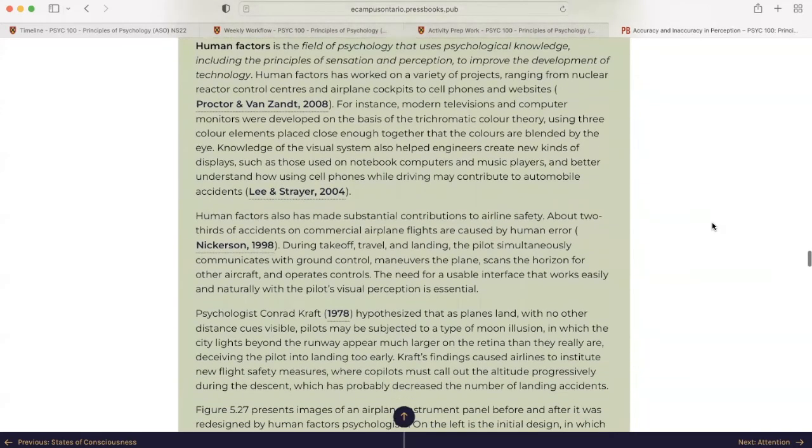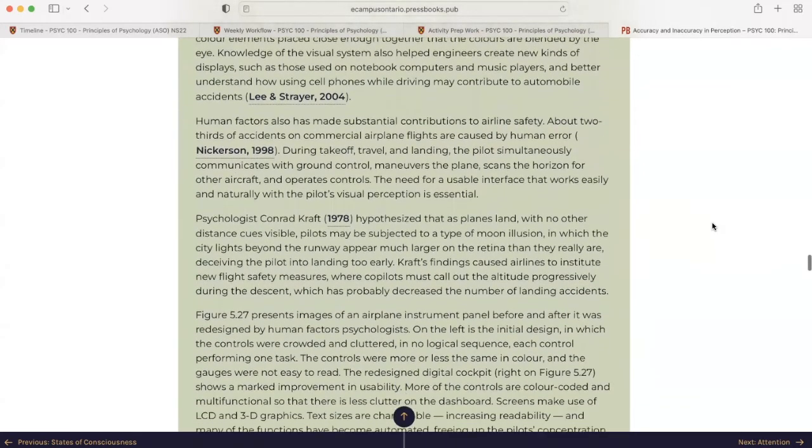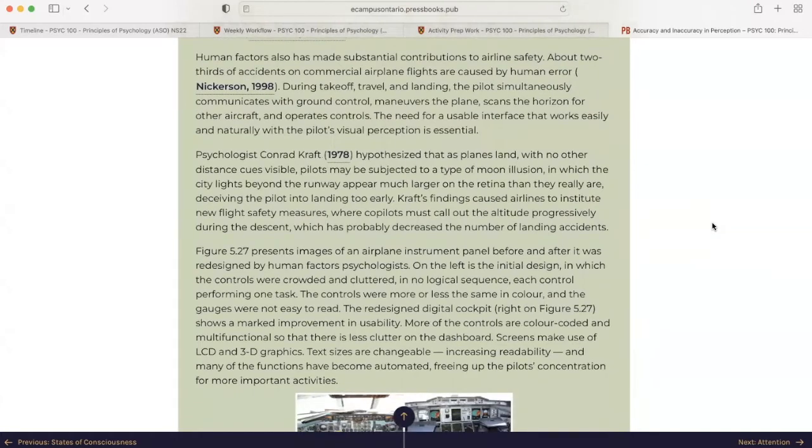Human factors also has made substantial contributions to airline safety. About two-thirds of accidents on commercial airplane flights are caused by human error. During takeoff, travel, and landing, the pilot simultaneously communicates with ground control, maneuvers the plane, scans the horizon for other aircraft, and operates controls. The need for a usable interface that works easily and naturally with the pilot's visual perception is essential.